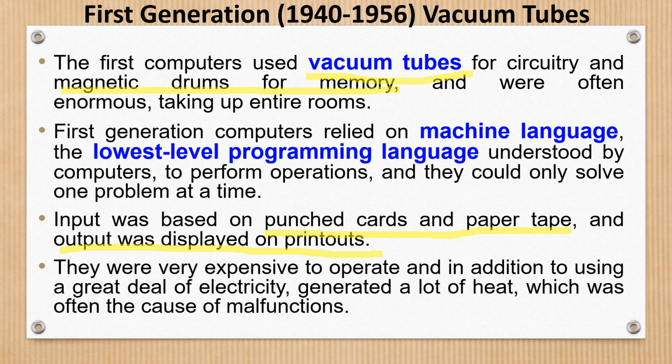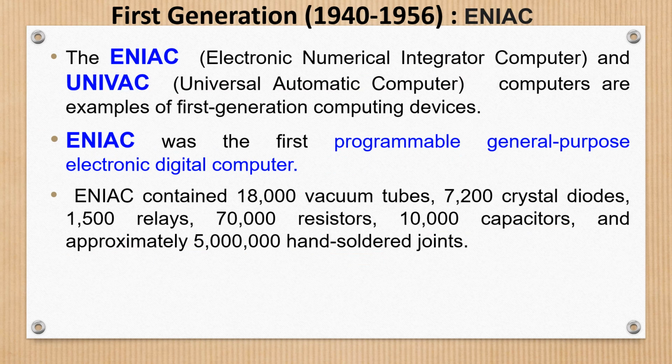That was the basic malfunctioning in first generation computers, because in the case of high heat, some of the circuits were burned, and after that they were not able to work. Also, in the first generation two types of computers were generated. First is the ENIAC and the next one is the UNIVAC. The ENIAC is the Electronic Numerical Integrator and Computer, and the UNIVAC is the Universal Automatic Computer. The ENIAC was the first programmable general purpose electronic digital computer.